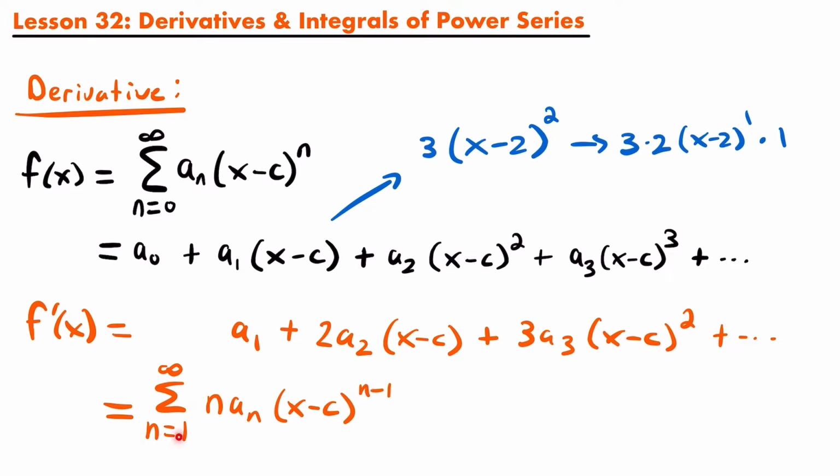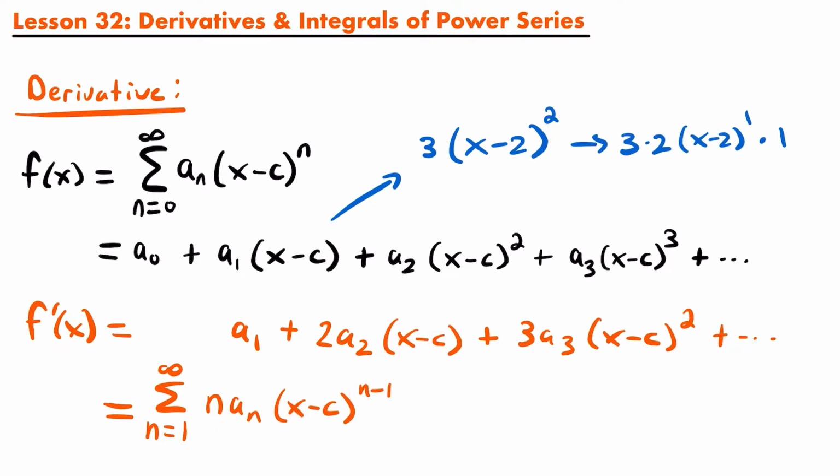Right, so when n equals 1, we have 1 times a sub 1 times x minus c to the power of 1 minus 1. So this power would be 0, so we have x minus c to the power of 0, which is 1, and so we would have 1 times a sub 1 times 1, which is just a sub 1. Then when n equals 2, we'll have 2 times a sub 2, which is what we have right here, times x minus c to the power of 2 minus 1, which is a power of 1, and so we just have x minus c to the first power, which is what we have right here.